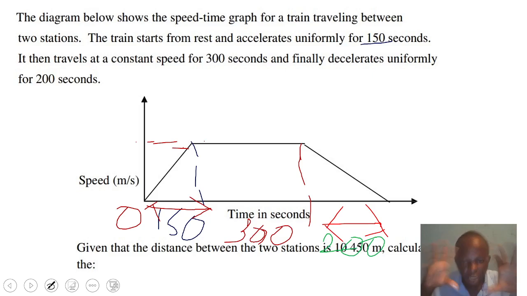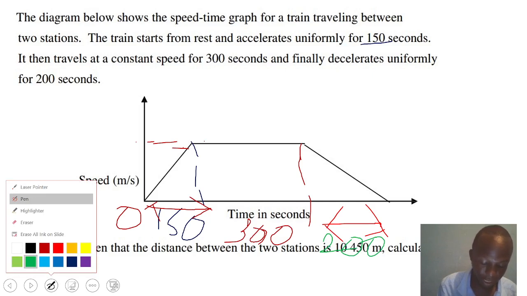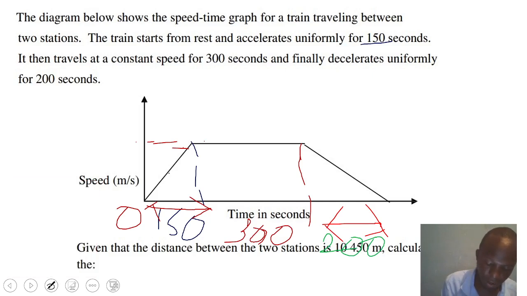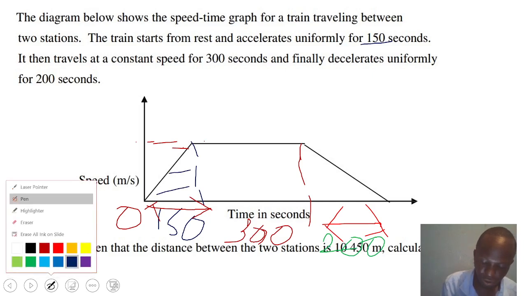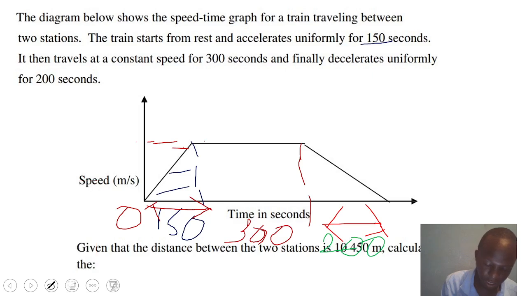Now that we already have that in mind, we are going to look at the questions that will be asked. Given that the total distance between the two stations is 10,450 meters, calculate. Now, we have three diagrams here. Number one, we have this triangle. Number two, we have this rectangle and another triangle there.